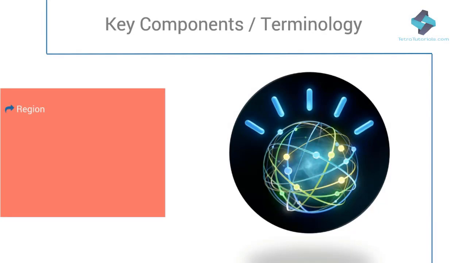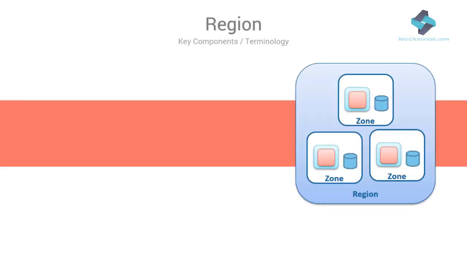Next, let's review some key components or terminology related to Apache CloudStack, which we just talked about. These are essential terms which you will need to understand before we dive into the installation and configuration demos in the upcoming sessions. The first core concept we need to understand is the region.